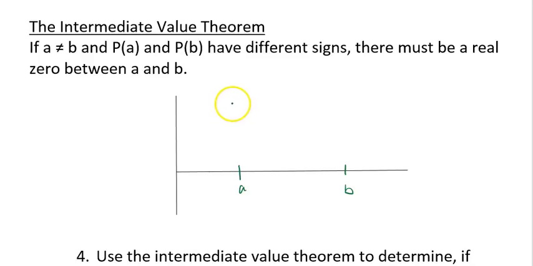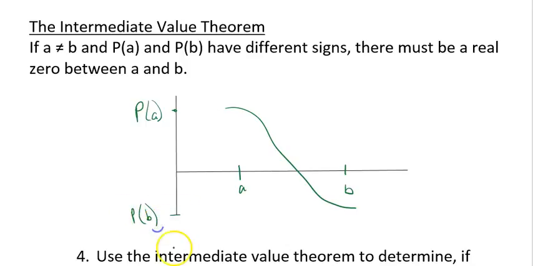So let's make some kind of graph where at a, this would be the y value P of a, and at b, this would be the y value P of b. What this says is if this is a polynomial and you have these two x values that are different, one has a y value that's positive, one has a y value that's negative, and it could be flipped the other way, then there has to be a 0 between there. That 0 would be right here where we're crossing the x-axis, and they're going to label that c to be that 0.